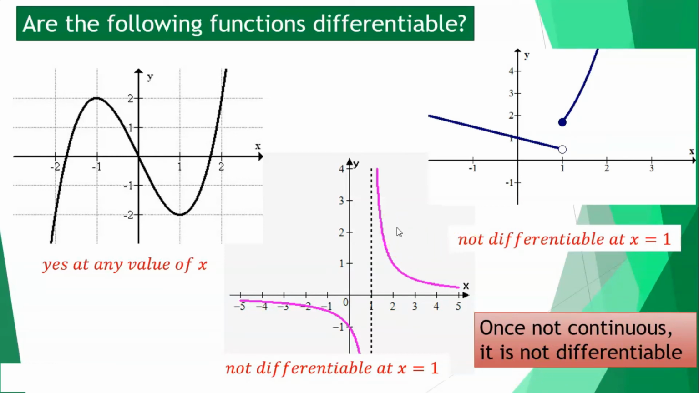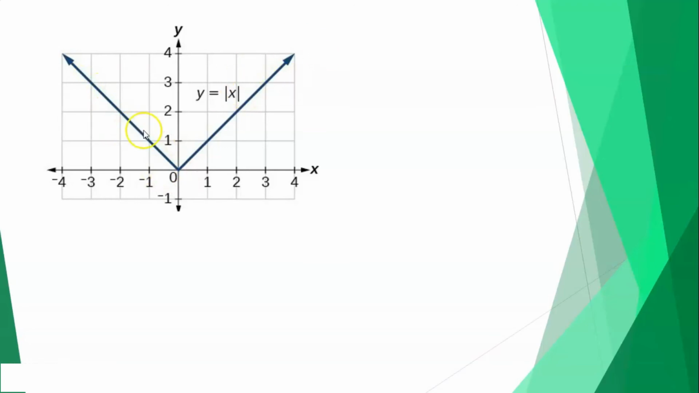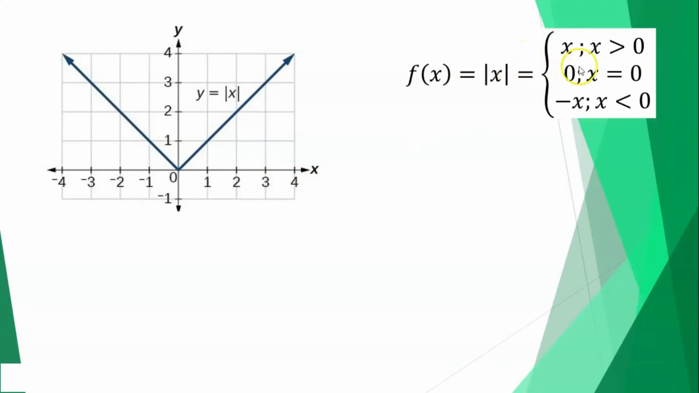So let's have another example. Now this is the graph of an absolute value function. It is continuous, but let's try to check if it is differentiable or not at any point of x. Now when you say absolute value function, our y here is |x|. If our x is greater than 0, that would be x. Then if our x is 0, our y is also 0. Now, if your x is negative, that would mean negative values of x.